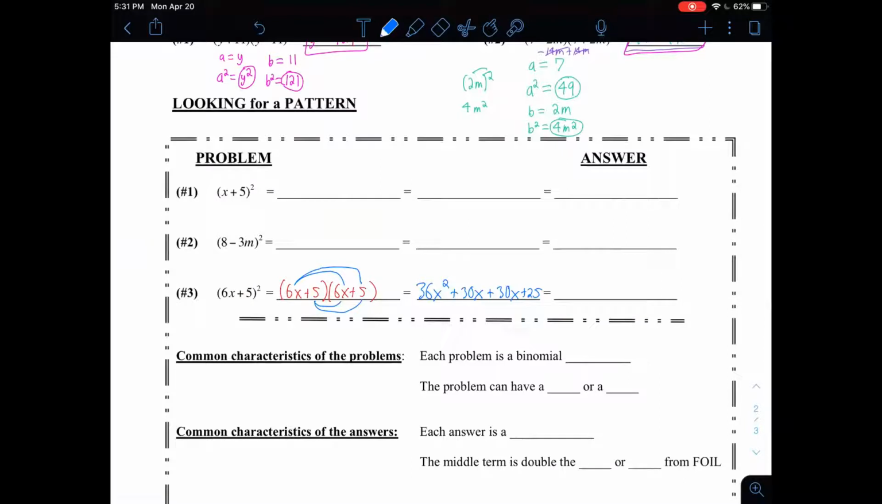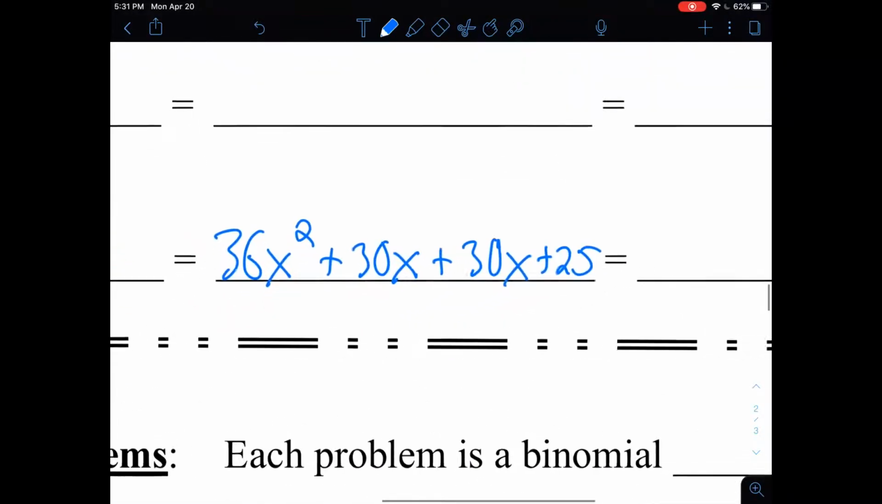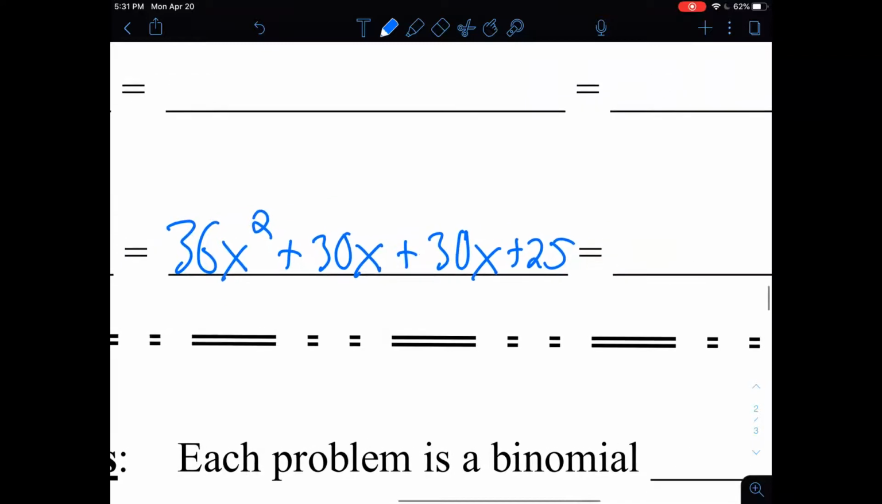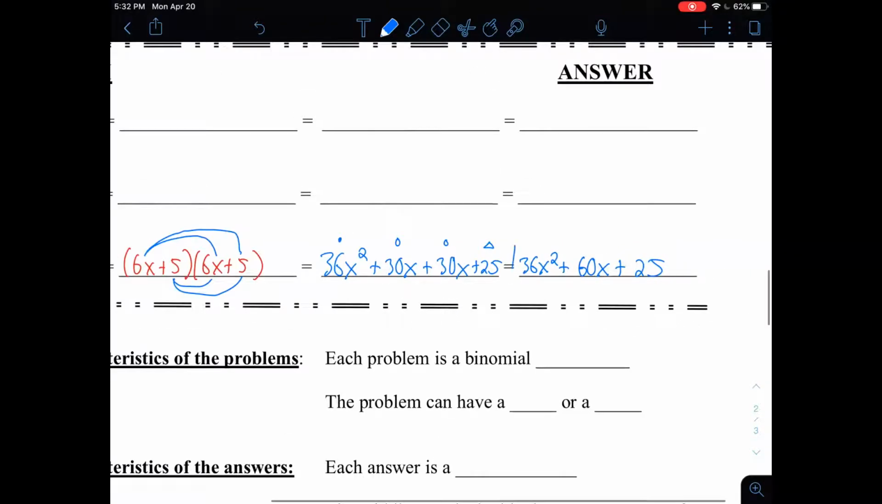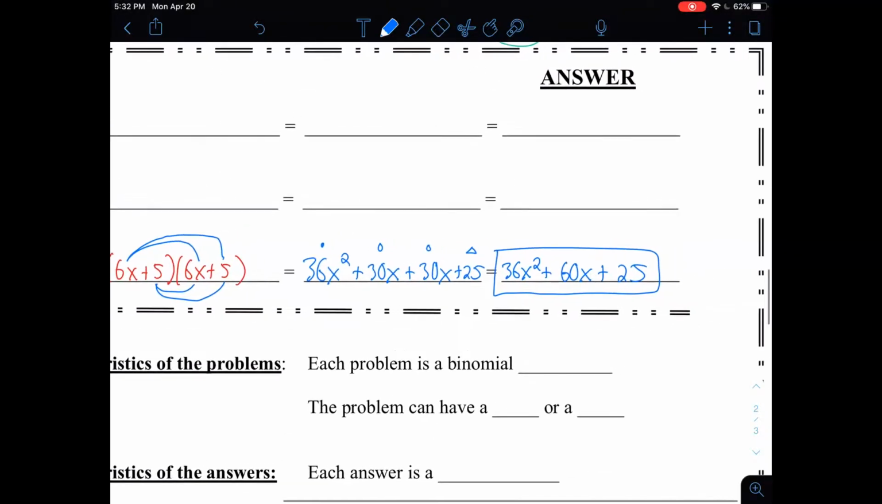Okay? So we're looking for a pattern here. All right, now we have this. We're going to find like terms. So we got x squared is the biggest exponent. Any other x squareds? All right, then we have any x's. We got a couple x's here. Any other x's? And then we have a constant, or number by itself, which is 25. So we're going to combine the like terms. So we're going to do 36x squared. No other x squared. That's gone. Plus, what is 30x plus 30x going to be? 60x. And then plus 25. Okay, so it's kind of hard to see. That's really not a pattern yet.